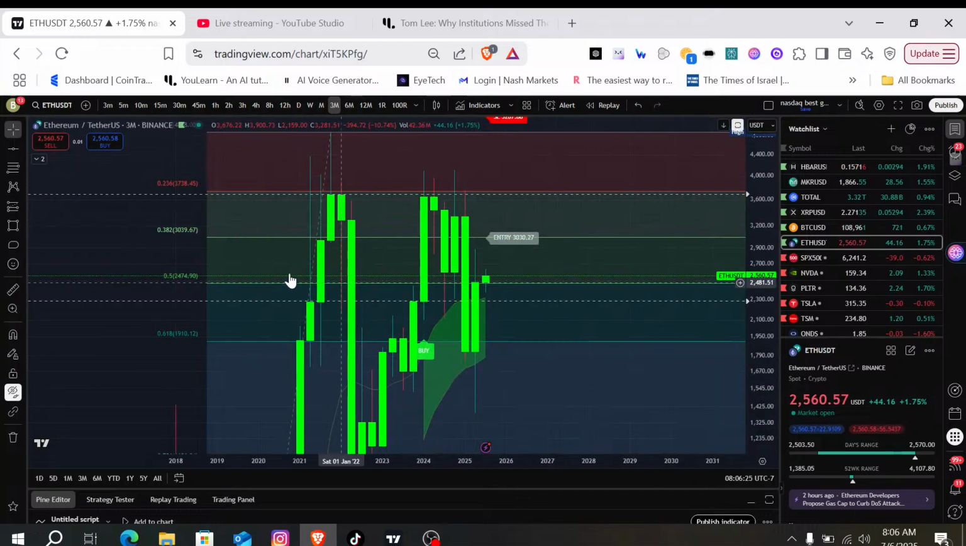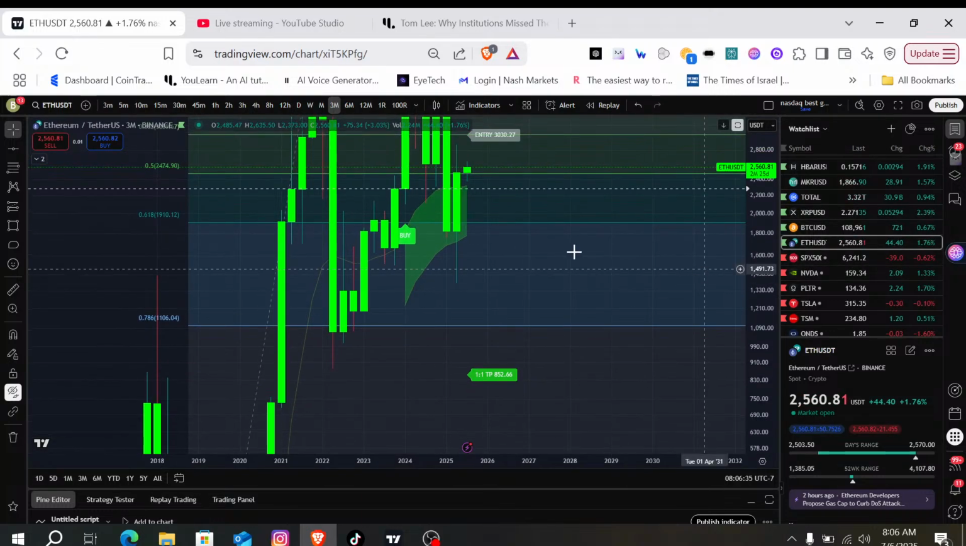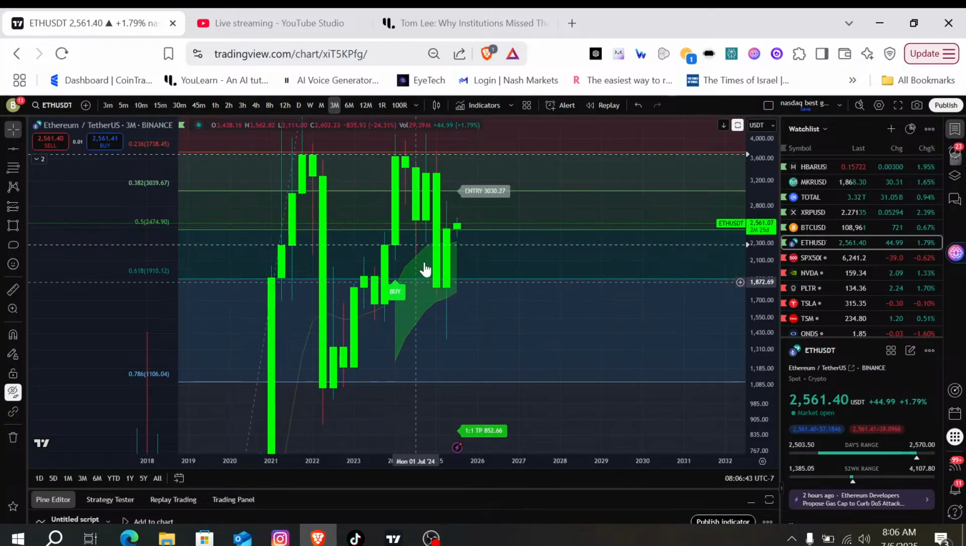Alright, so we closed July right on the 50 Fibonacci on the 3 monthly. That is very bullish to me. On top of that, we were holding above this green thing that you see. This green thing is kind of like a cushion. You want to stay above that green cushion to indicate that the market is still rallying up. As long as we maintain this cushion and hold it, that's telling you the market is recovering.